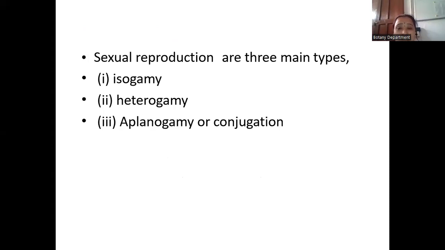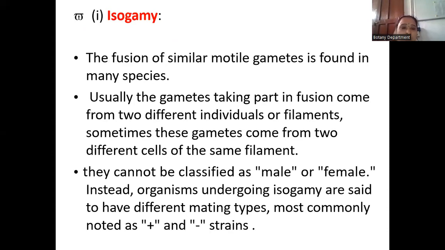How many types? Only 3 types of sexual reproduction are there: isogamy, heterogamy, and aplanogamy or conjugation. What is isogamy? The fusion of the first asexual reproduction is isogamy. In isogamy, the fusion of similar motile gametes is found in many species. Usually, the gametes taking part in fusion come from 2 different individual filaments. Sometimes these gametes come from 2 different cells of the same filament. They can't be classified as male or female.